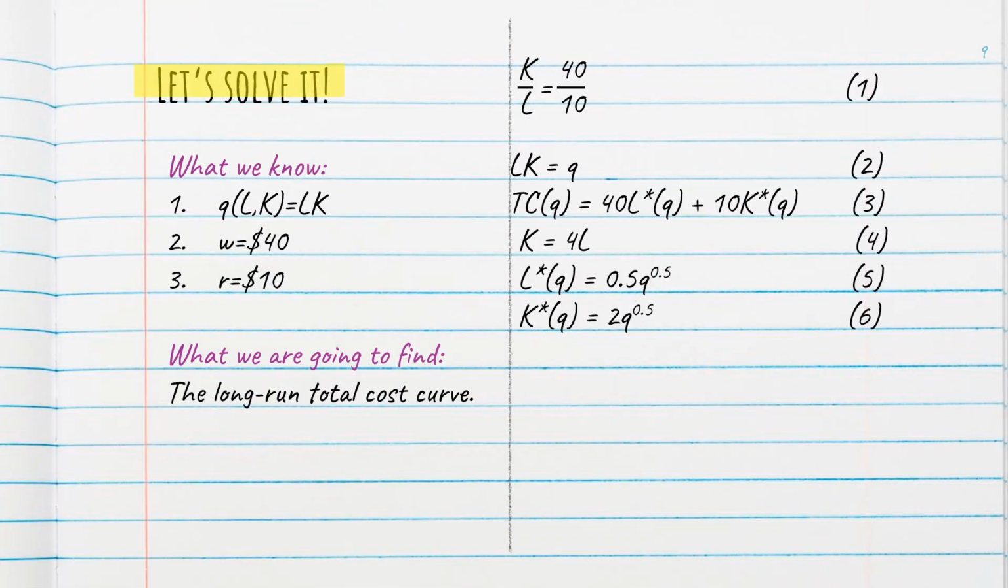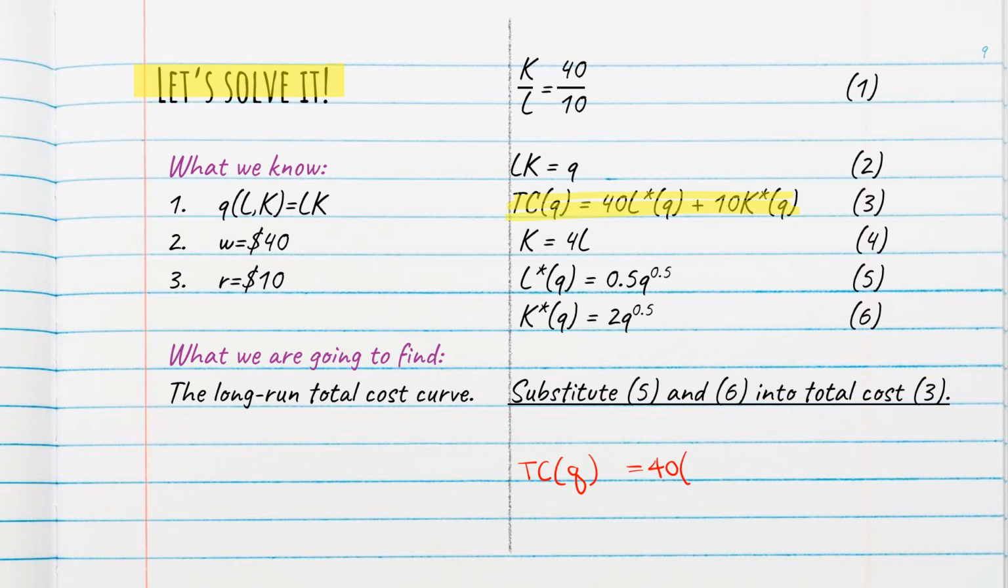We have reached our final step. We have a labor demand curve, we have a capital demand curve. All that's left is to plug those two demand curves into the total cost line, which is 3. I'm going to highlight that so we can see what I'm doing. So we know that total cost is defined as the wage of 40 times the labor demand plus the rent of 10 times the capital demand. So we just plug in what we know and simplify. We have that the total cost, which depends on Q, is equal to 40 times 0.5 Q to the 0.5 plus 10 times 2 Q to the 0.5.